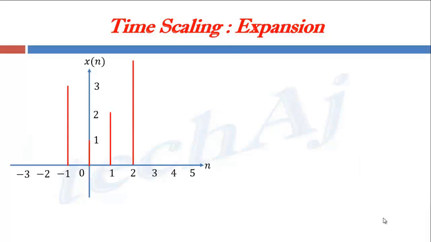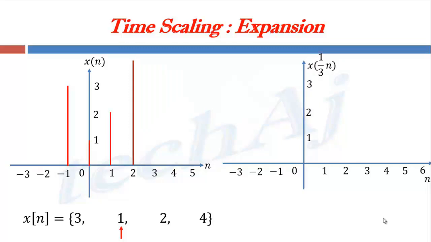Similarly, we can go for the expansion of a discrete time signal. Suppose we are having the signal x of n, and this is the array representation of x of n. If we have to obtain the signal x of 1 by 3n, here the scaling factor is 1 by 3, which is less than 1. That means our signal will get expanded.